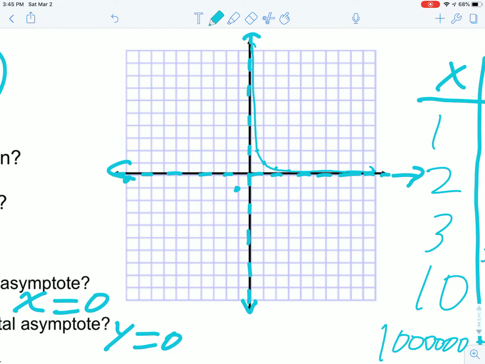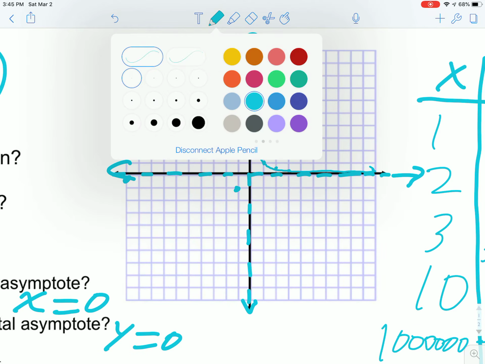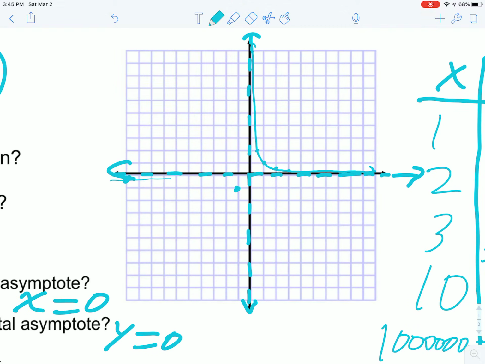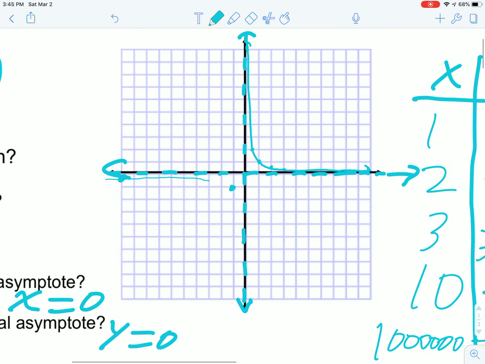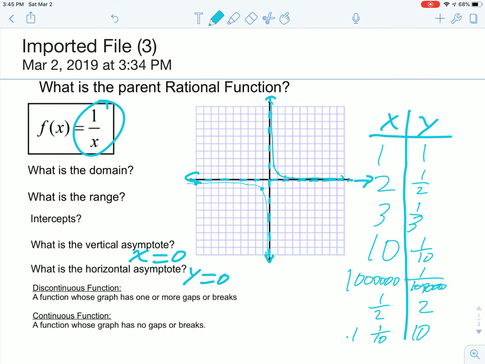And so our graph in the negatives is going to do something like this. Let's make that thinner. It's going to go like that, and then it starts going down, down, down, and again, gets closer and closer to the y-axis, but never actually touches it.